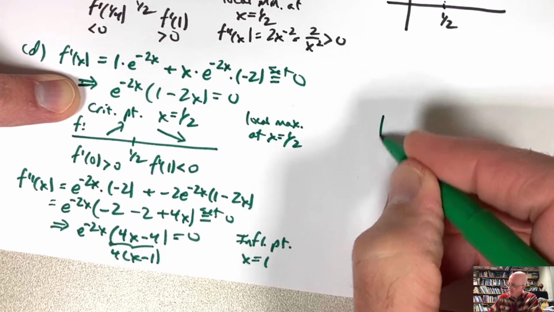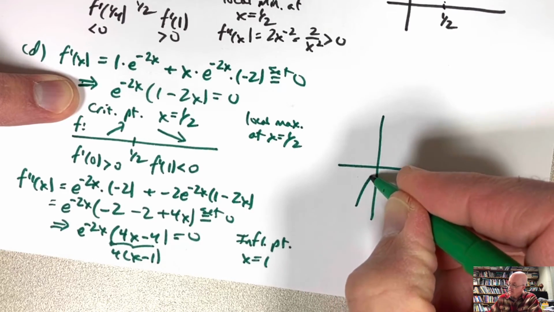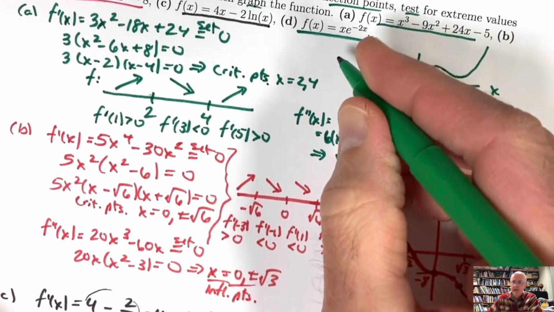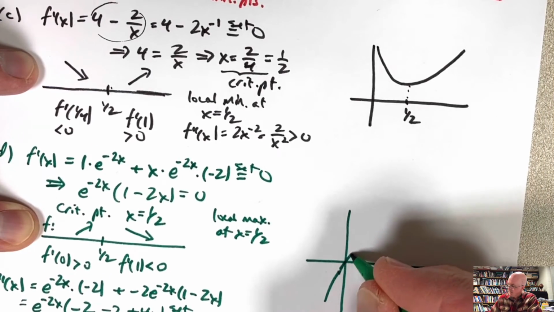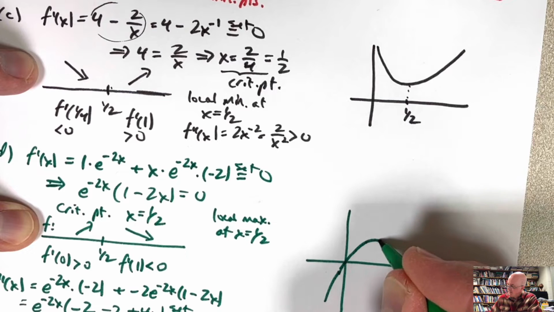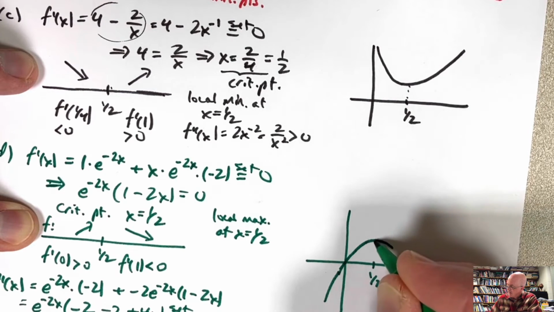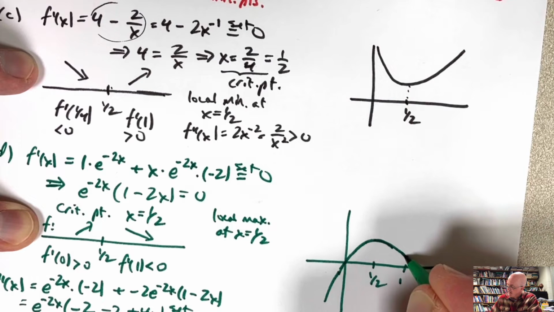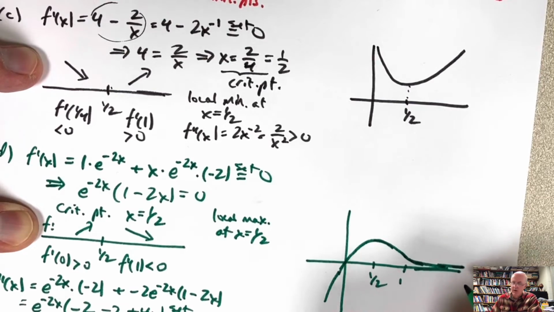Putting this all together gives you a graph that looks about like this. F of 0, by the way, is 0. Plug in 0 here, you'll get 0. So the graph goes to the origin. Maximum at 1/2. There's 1/2 right there. Inflection point at 1, it's going to change concavity from concave down to concave up. And in fact, this function does have the x-axis as a horizontal asymptote as well.